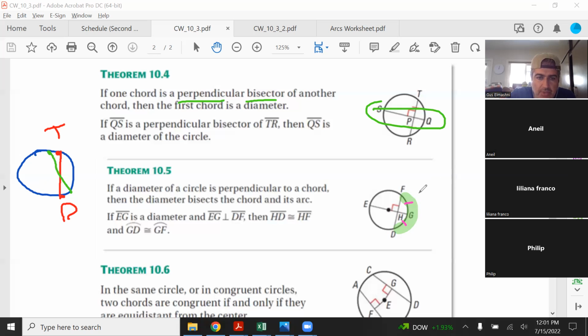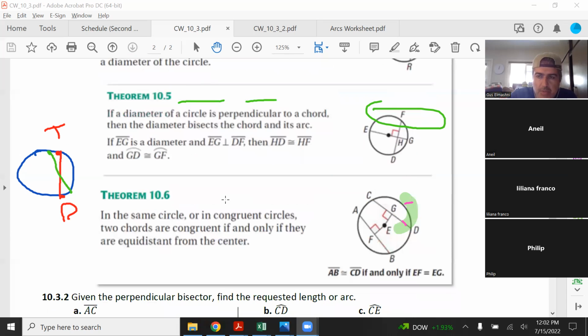So if you have EG as your diameter, and it's perpendicular to FD or DF, then it's obviously going to cut DF in half, right? Because it's a bisector. We know that from earlier on. If it's perpendicular, it's going to be a bisector as well. And it's also going to cut the arc that the chord makes in half.